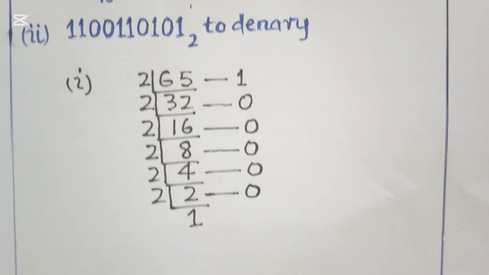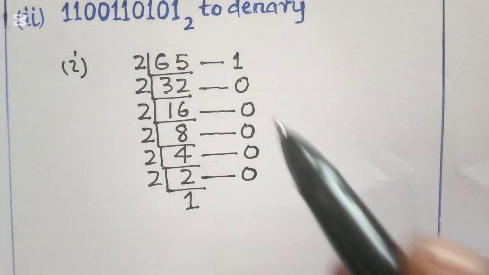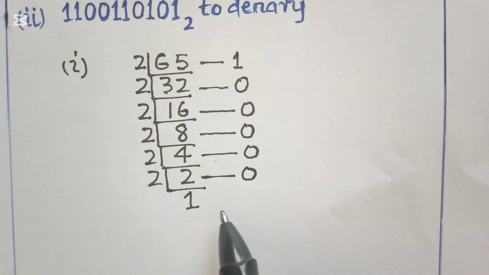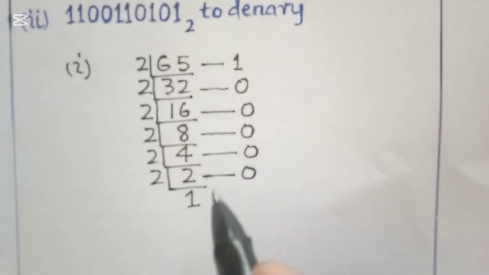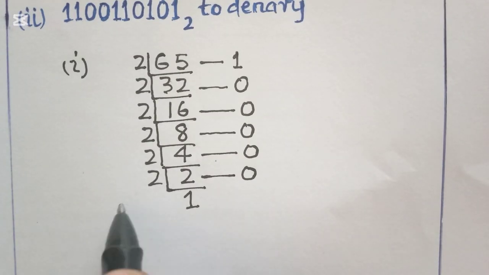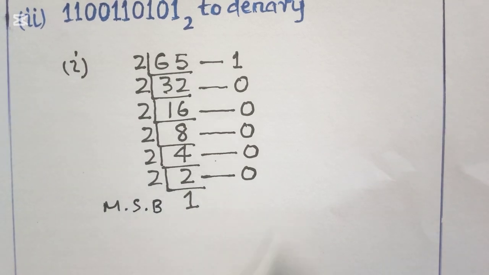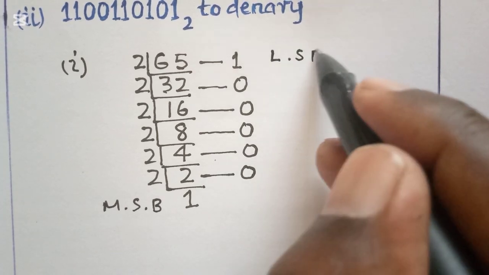Once you do that guys, you now come and write your number here. This is your number, and this one is considered the MSB, which means the most significant byte. So we start with the most significant byte, and then we end up with the least significant byte. Maybe I can write here most significant byte, and this one is least significant byte.